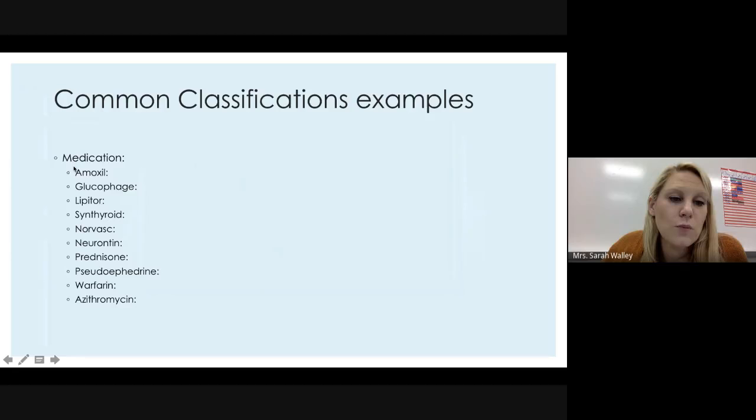I'll give you an example. When you put in Amoxil on Google, I'll just Google it myself. Amoxil. The first thing that comes up, it says amoxicillin, brand name Amoxil. So amoxicillin is the actual generic drug name. So brand name is Amoxil. And the classification is a penicillin antibiotic. Okay. And that's its drug classification.